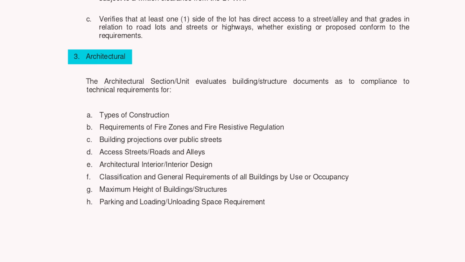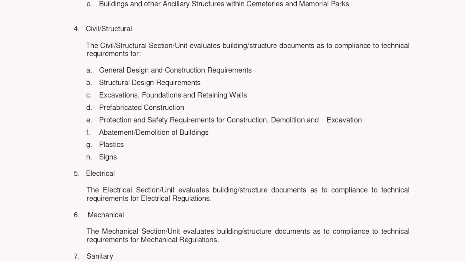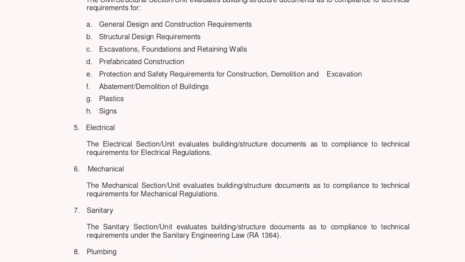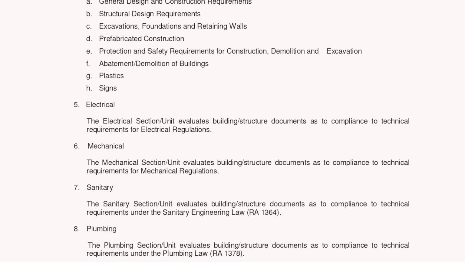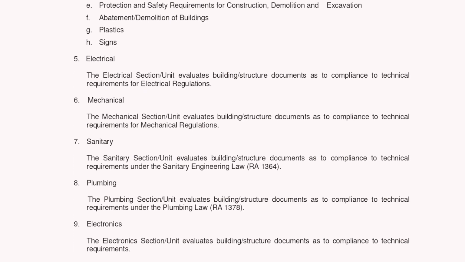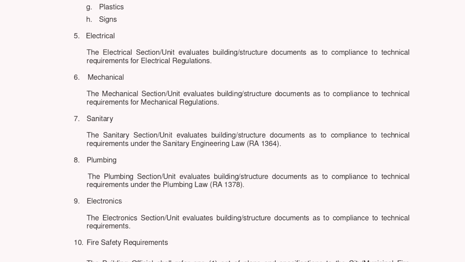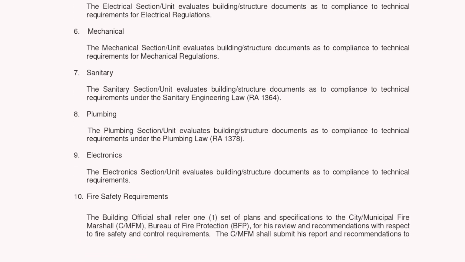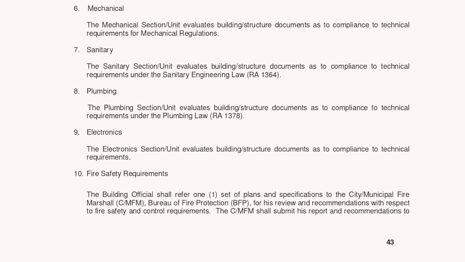And then the plans are routed to the other places, the civil structural section, electrical, mechanical, sanitary, plumbing, electronics, and fire safety. Now, for fire safety, according to the building code, one set of the plans must be routed to the fire department, the fire marshal. Okay, so yeah, to check for compliance with the fire code.